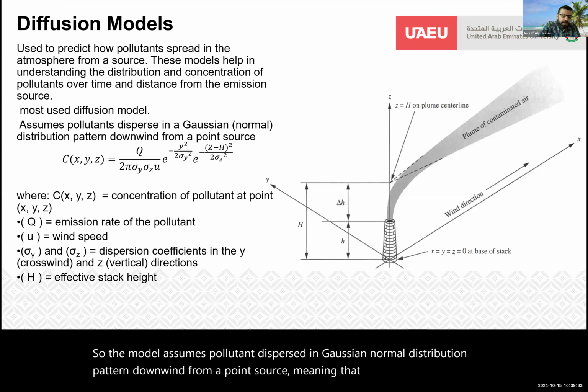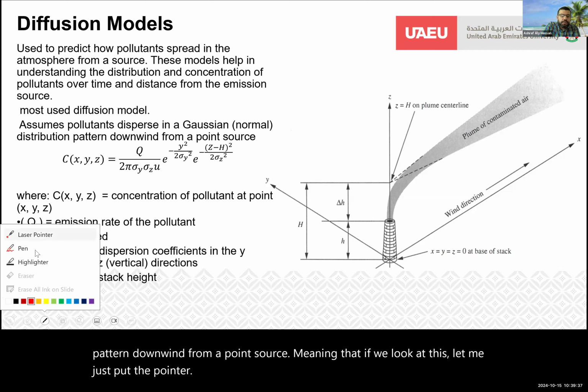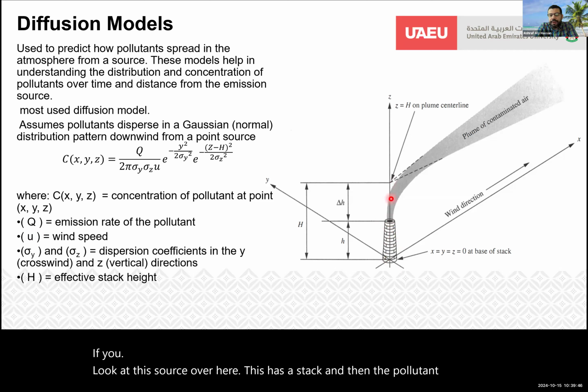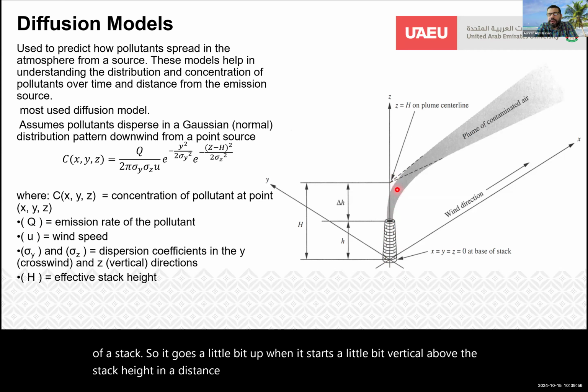look at this, let me just put the pointer. If you look at this source over here, this has a stack, and then the pollutant comes out of the stack. So it goes a little bit up when it starts, a little bit vertical above the stack height in a distance of delta H, and then it starts to be distributed in what we call a Gaussian distribution.